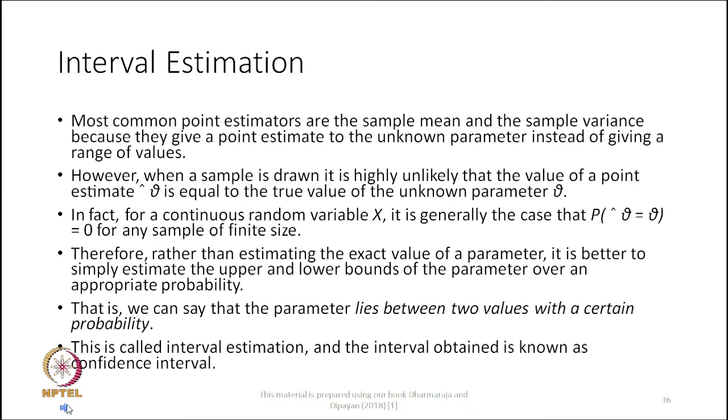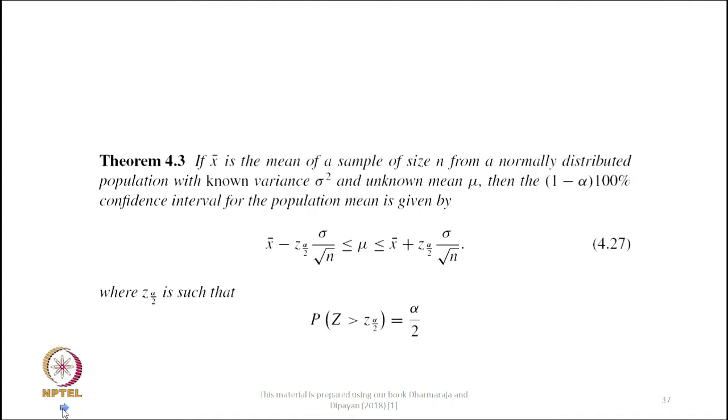So, with this brief, we are moving into the first important concept of interval estimation for the unknown parameter, that is the population mean, with some confidence limit. We call it a confidence interval.